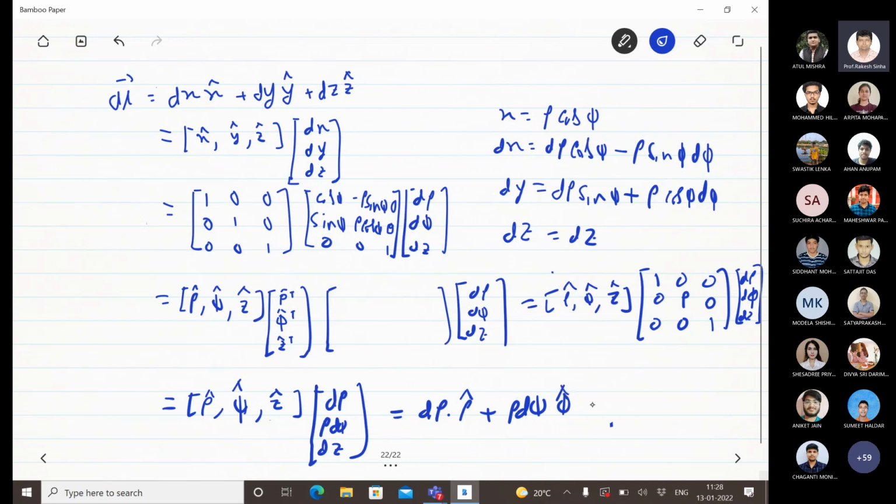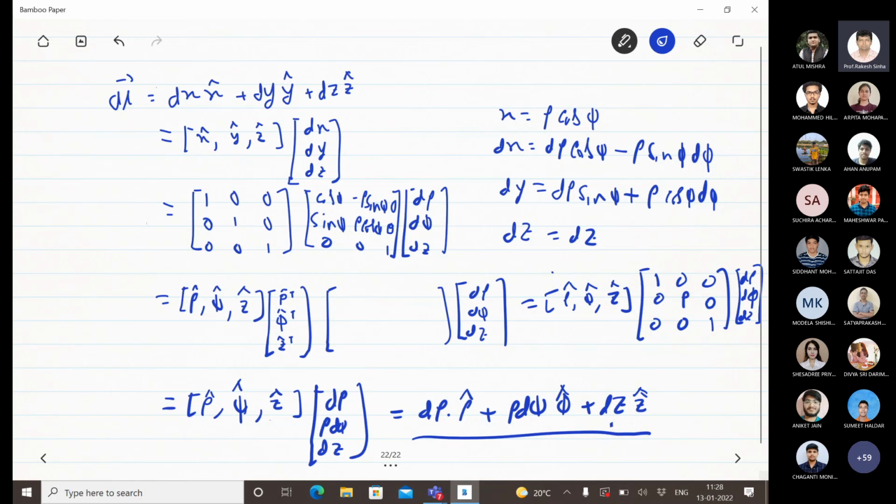Okay, then you have dz in the z direction. So this is the definition of differential length in a cylindrical system. You can understand how to derive this one. This is basically the universal definition in the Cartesian coordinate system.